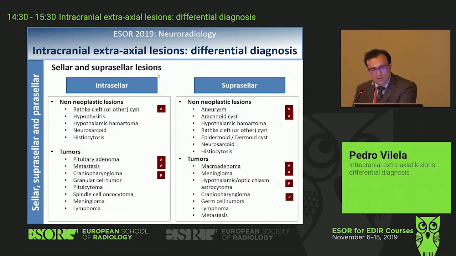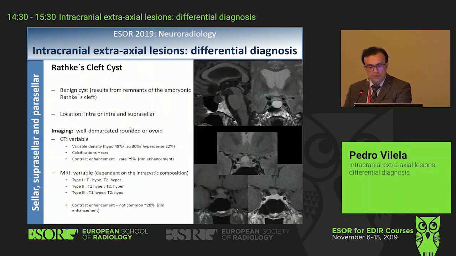Then the other area that we should look at is the sellar and suprasellar area, and there are many lesions that can appear, non-neoplastic and tumoral lesions. Here, A and P are the ones that are more common in adults and pediatric population. So I'm going to speak about the Rathke's cleft cyst, the adenomas, the metastasis, craniopharyngioma, the aneurysms, which are important, and arachnoid cyst we have already talked about, and you have microadenoma and also meningioma.